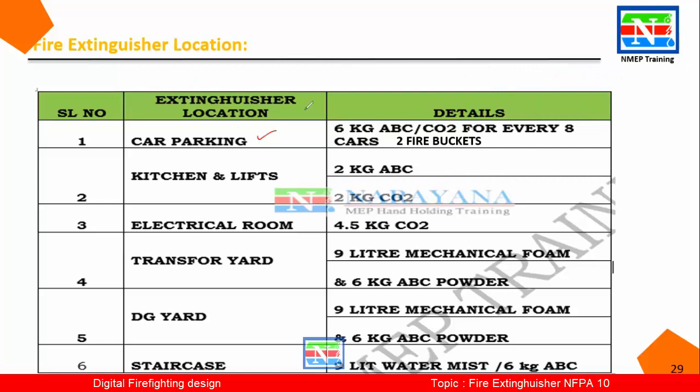So next, first is your car parking. In car parking, we need to have 6 kg ABC or CO2 for every 8 cars. For example, if in your basement you have 80 cars, in that case, 10 numbers of ABC are required.